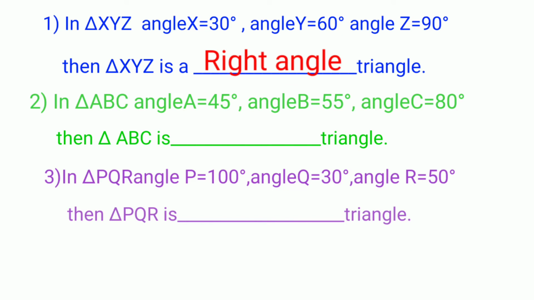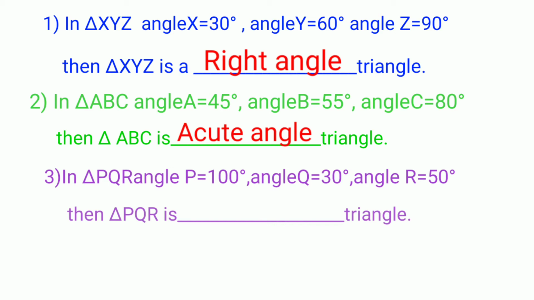The second one, in triangle ABC, angle A is 45 degree, angle B is 55 degree and angle C is 80 degrees. So all the three angles in this triangle are less than 90 degree, means they are all acute. So the name of this triangle ABC is acute angle triangle.